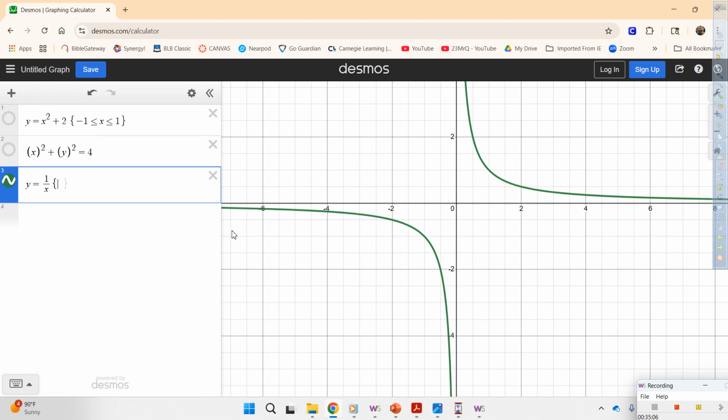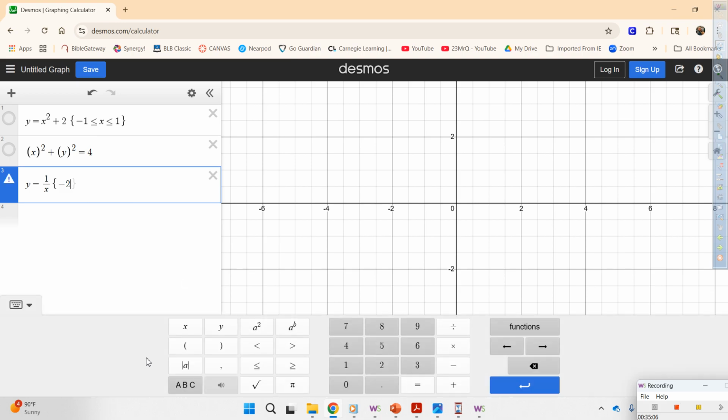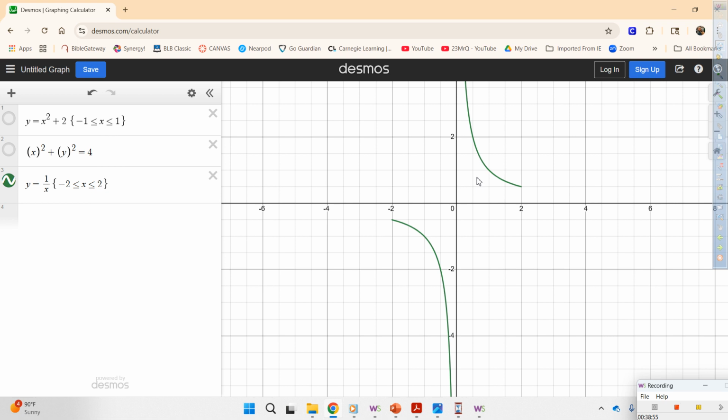Bracket -2 less than or equal to x less than or equal to 2. Close bracket. There you go. Isn't that cool? Pretty good, yeah? However, look up.